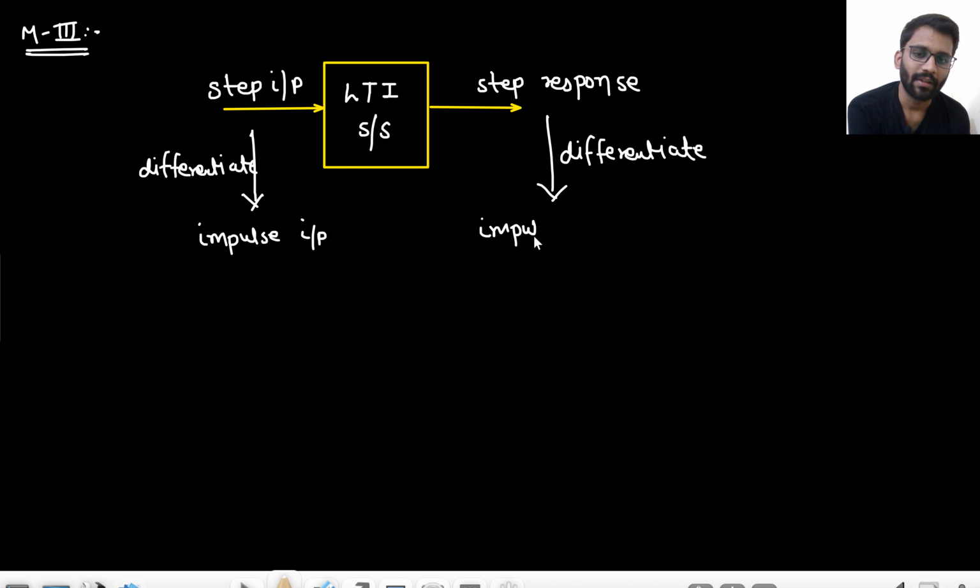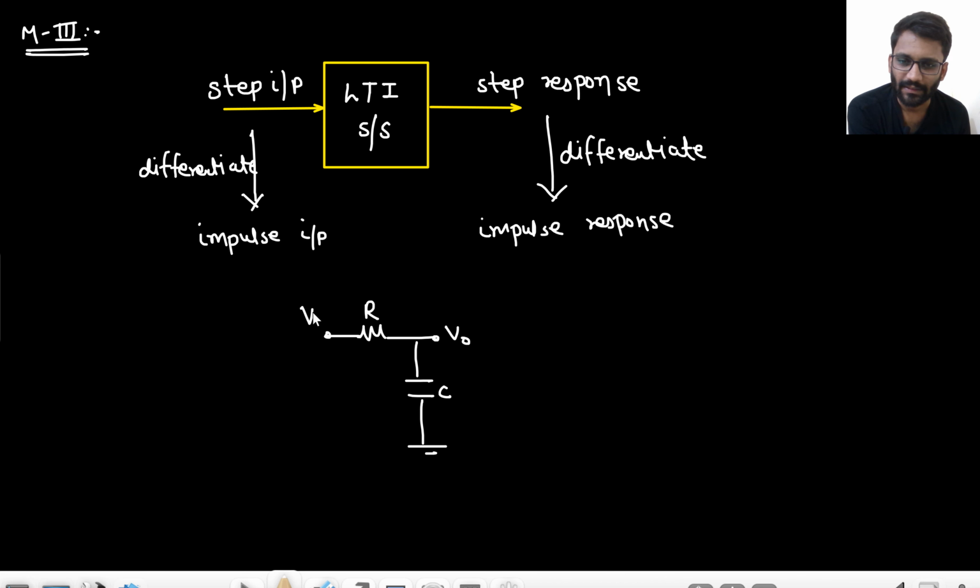So are you getting my point? If you know the response for a step input, then you can simply differentiate it and get the response for impulse input as well. Let's just see one thing. This is my R, this is my C, and this is V in.